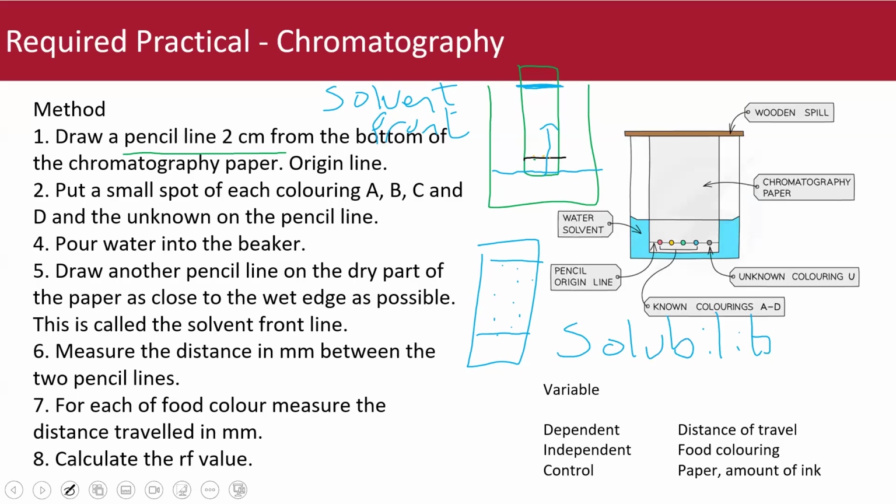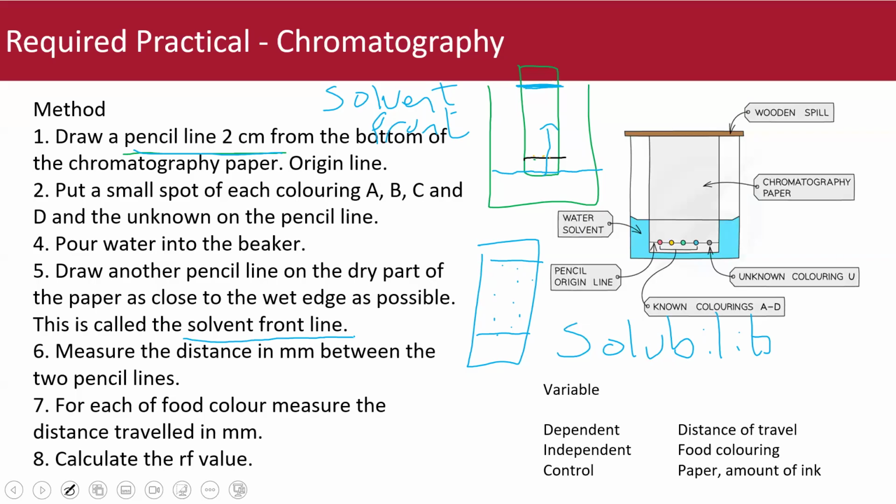Right, going to do that again quickly. You draw a pencil line 2 centimeters from the bottom of the chromatography paper. Then you put small spots of whatever they're talking about. It could be ink, it could be dyes, along the pencil line. Put water into the beaker, and when it's travelled approximately 2 centimeters from the top, you take it out and you draw another pencil line, and that line is then called the solvent front.